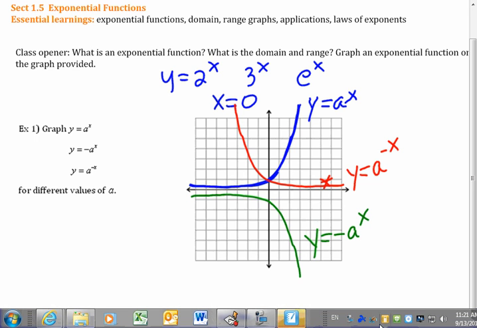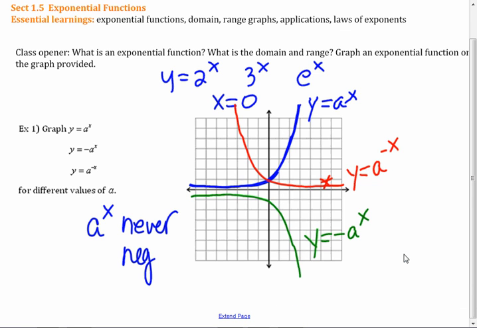Okay? Let me write that down. A to the x is never negative. I mean, if you make a negative in front of it, that's fine. But not necessarily. Okay?